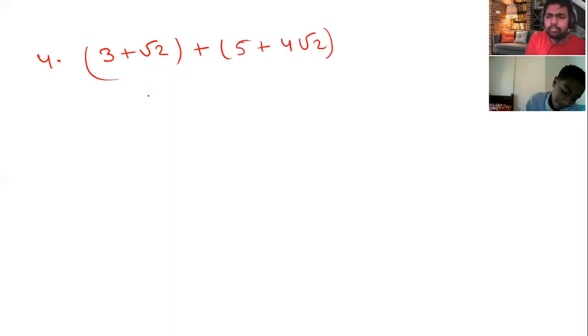So here, first of all, bring the like terms. Like terms which are only constants, meaning constants without root. So here we have 3 and we have 5. So I am going to bring the like terms together. I'm going to write 3 plus 5 like this.